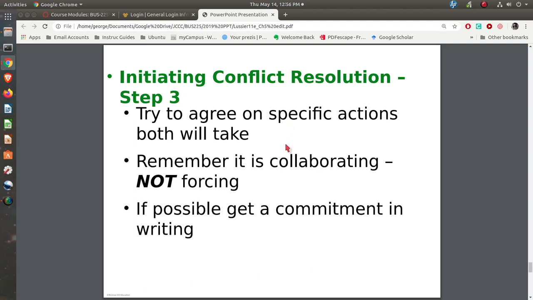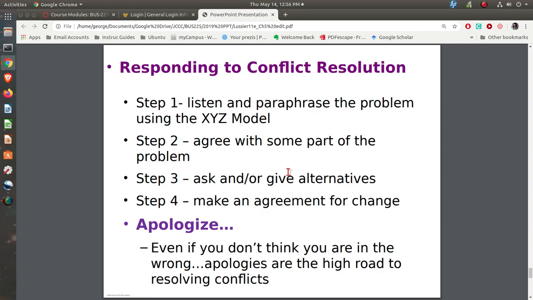In other words, we had a conflict, we had a disagreement, we've talked about it. So you're going to do this and I'm going to do that. Is that right? Remember, collaborating is not forcing. It's getting a commitment that both will agree to and abide by.